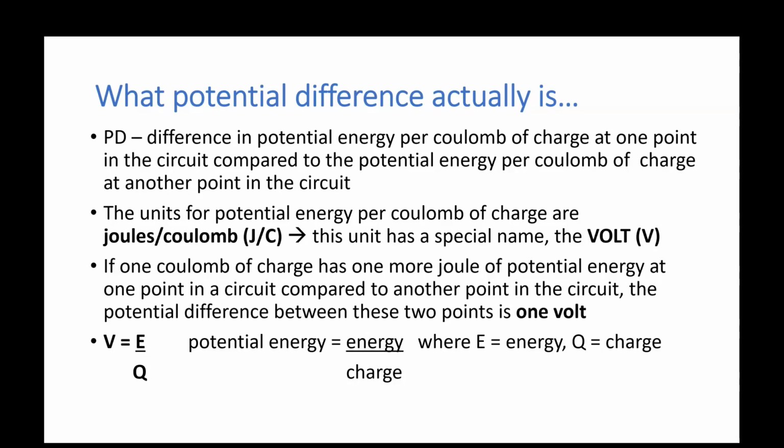The volt is a simplified unit which represents joules per coulomb, the energy per coulomb of charge. So if 1 coulomb of charge has 1 more joule of potential energy at one point in a circuit compared to another point in that circuit, the potential difference between those 2 points is just 1 volt.